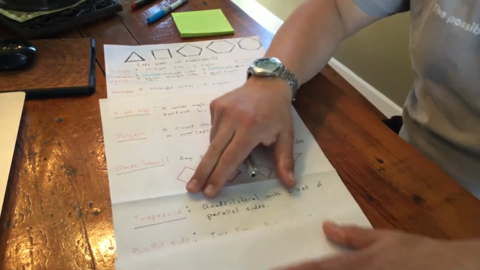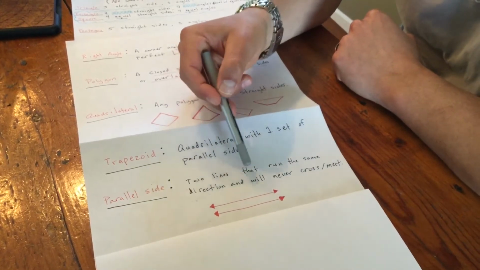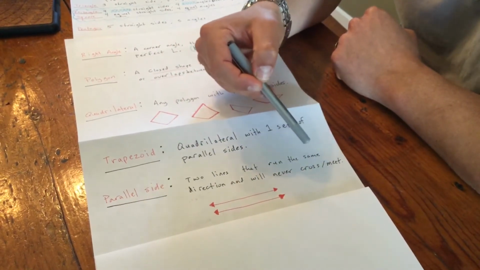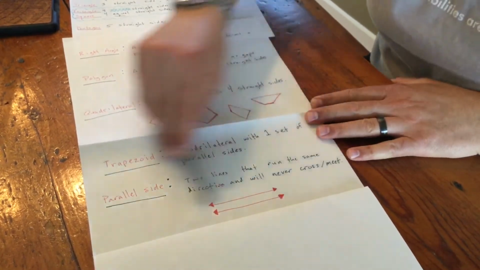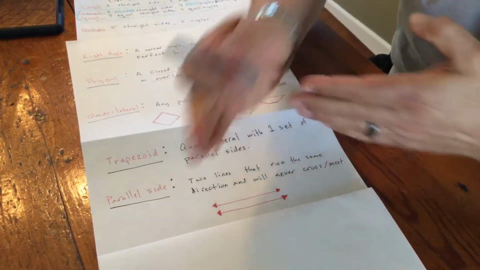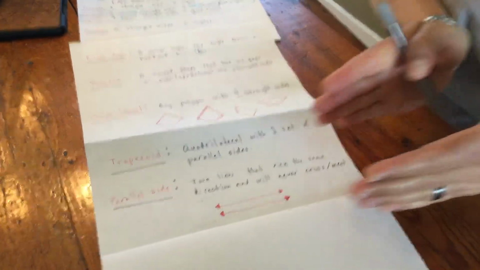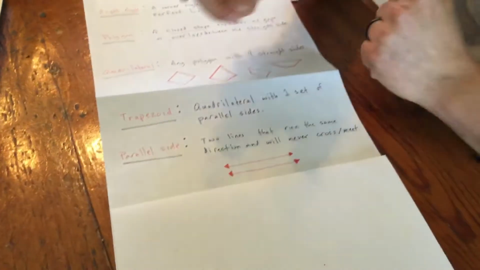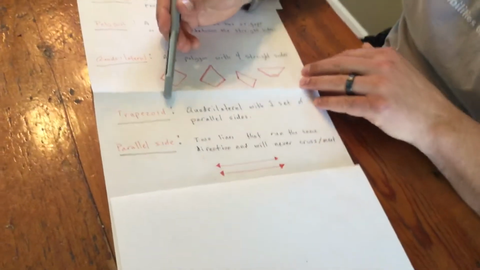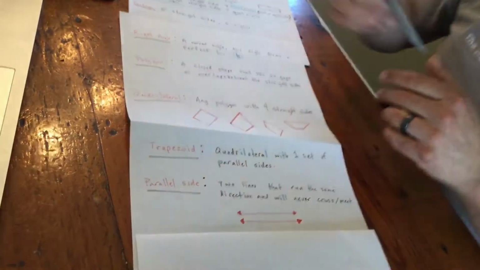What does parallel mean? Well, parallel simply means 2 lines that run the same direction and will never cross and never meet. These 2 lines will continue to go left and right. They will never cross paths. They will never meet. They will never touch. They're going the same direction. So going back to what a trapezoid is: a quadrilateral with one set of parallel sides.